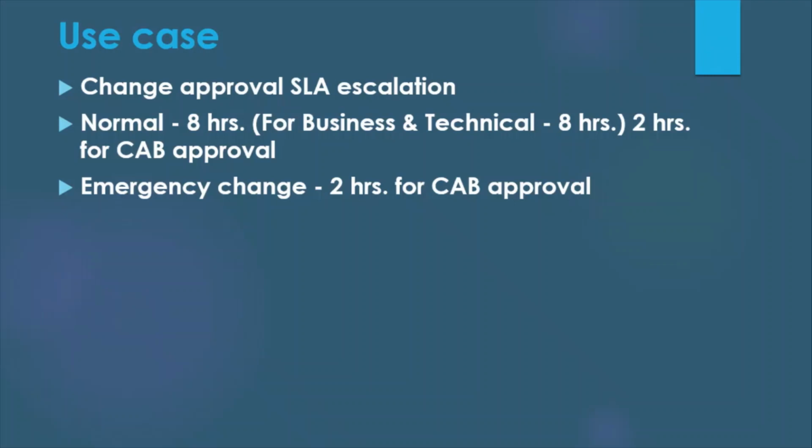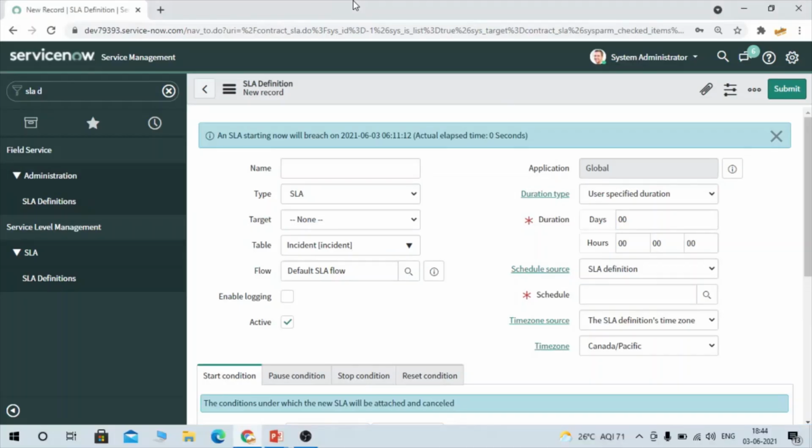So for normal change, for business and technical, we have to consider 8 hours, and for CAB approval, we have to consider 2 hours. So for business and technical approval, approval should get done within 8 hours, and for CAB approval it should be done within 2 hours. So let's navigate and try to understand how can we do it. So first I'm going to configure for normal change SLA.